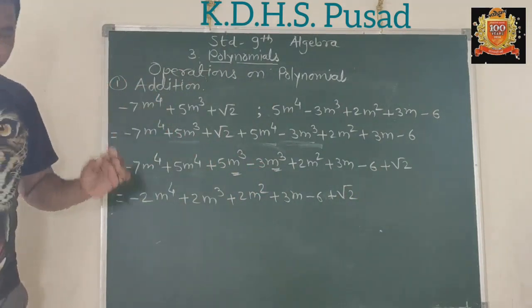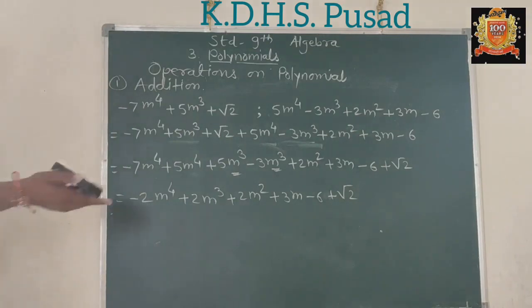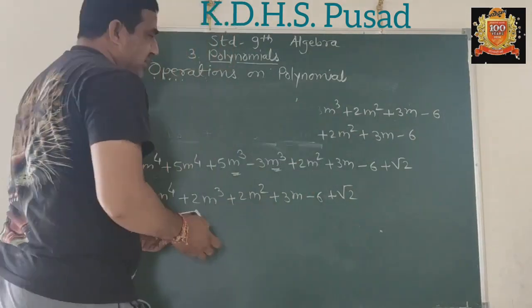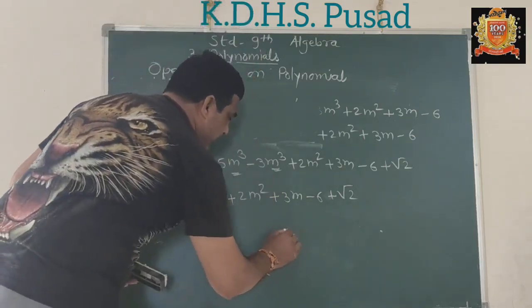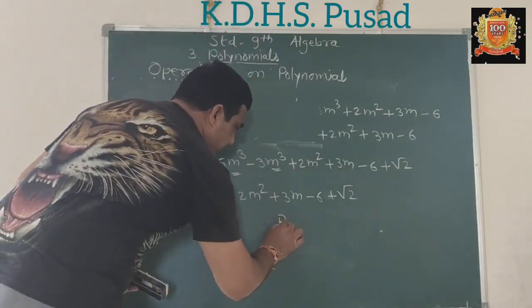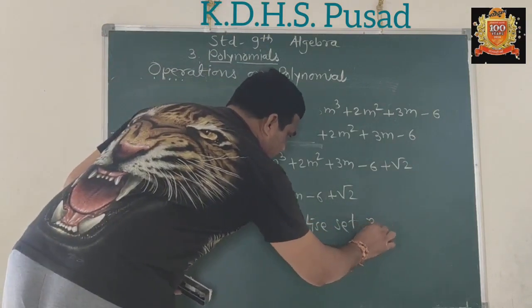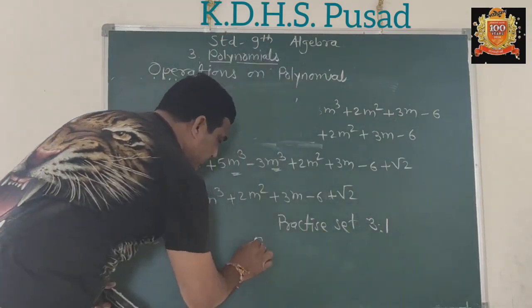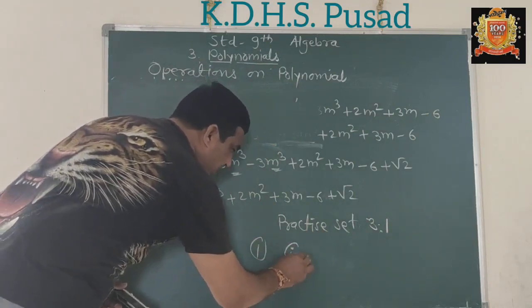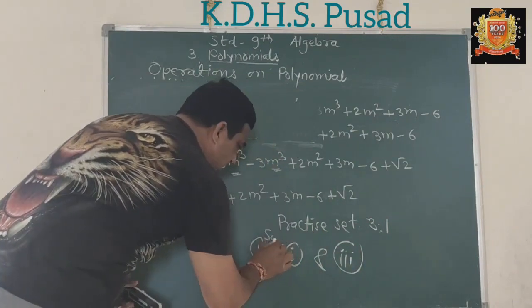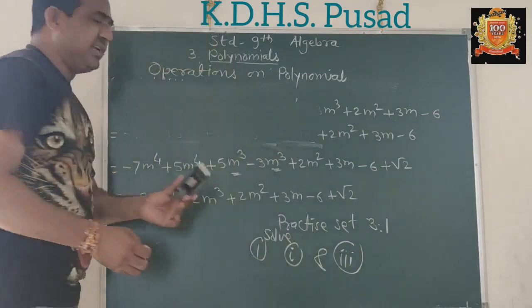Okay, that is addition. Now we will study subtraction. So from practice set 3.1, solve question first and third.